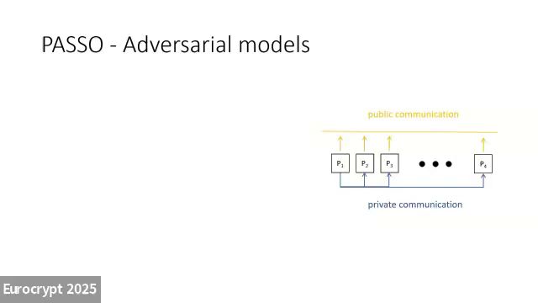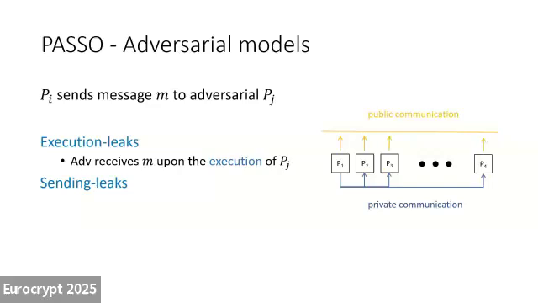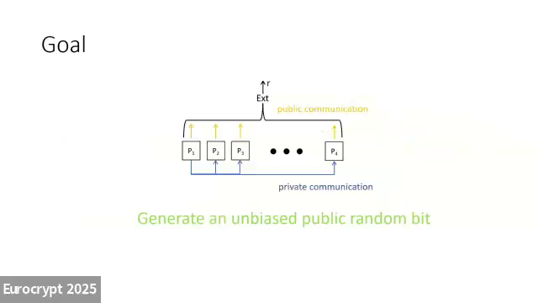Okay, and depending on how the message forwarding is done, we will be distinguishing between two variants of this model. So let's say that a party PI wishes to send a message to an adversarial party PJ. In the execution leaks variant of PASO, the adversary will see the message M only when PJ is being executed. And in the standing leaks model, the adversary will see the message M as soon as PI sends it. Okay, and in both of these variants, our goal will be to generate an unbiased public random bit from the public messages that were published by P1 up to Pn.